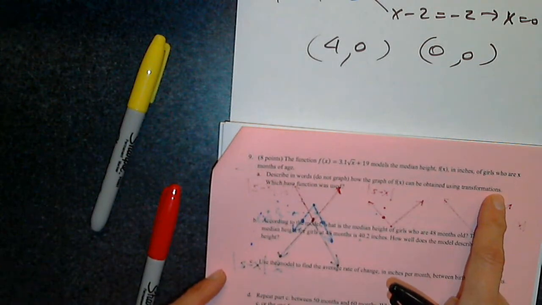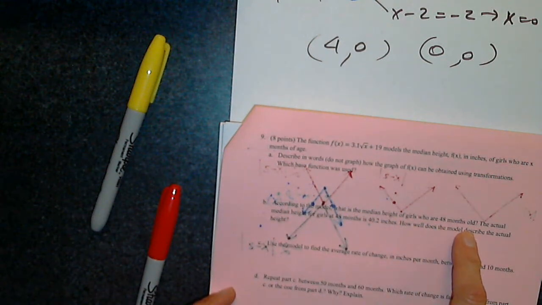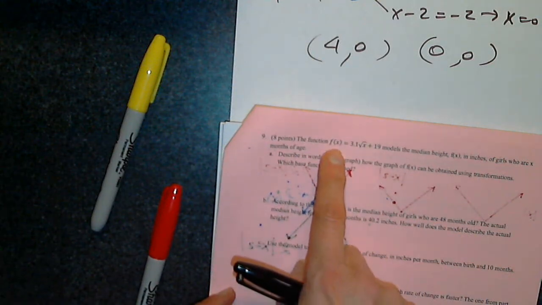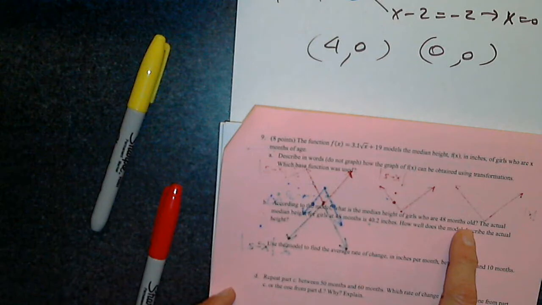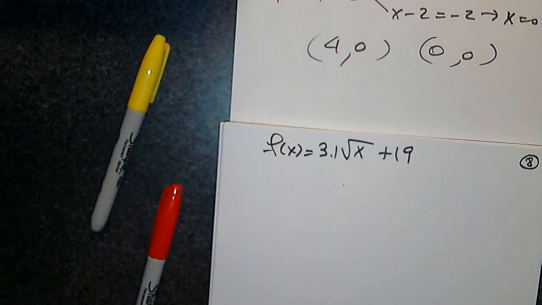First question, we already did. According to the model, what is the median height of girls who are 48 months old? So f of x is the median height, x is the age in months. The actual median height for girls, blah, blah, blah. So let's go to the y equals. In y equals, clear, I will put 3.1 times the square root of x. However, I want to put in the function, plus 19.